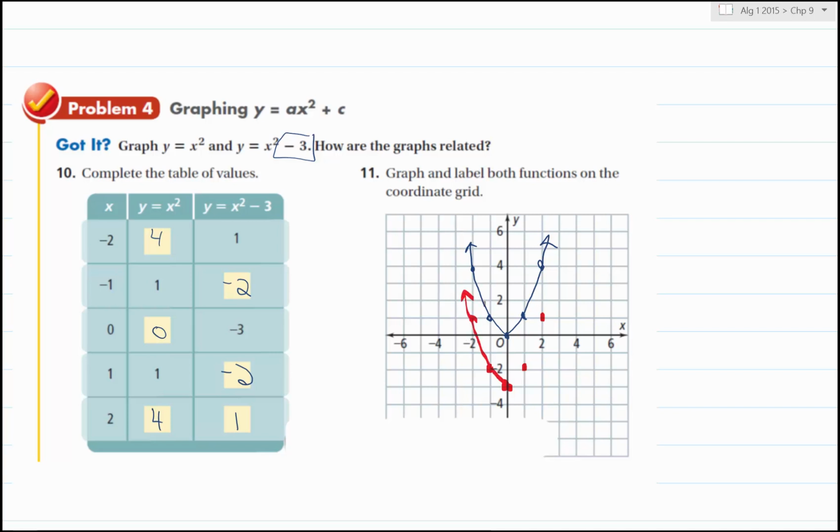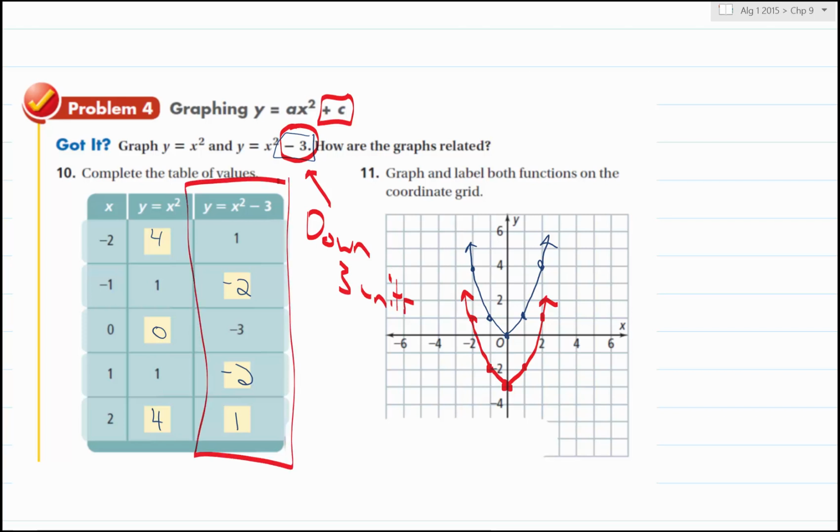So we plot these points. So you notice this -3 on the end, this plus c, what we're after, is simply going to move just like a y-intercept. This means down 3 units. So that helps me move these parabolas up and down without having to make this table each and every time.